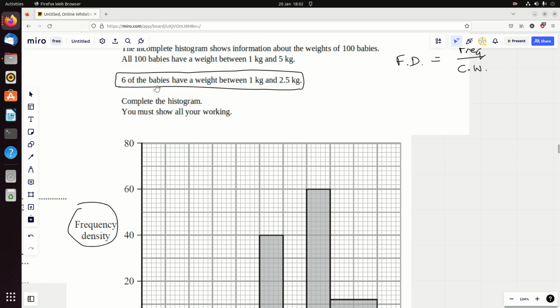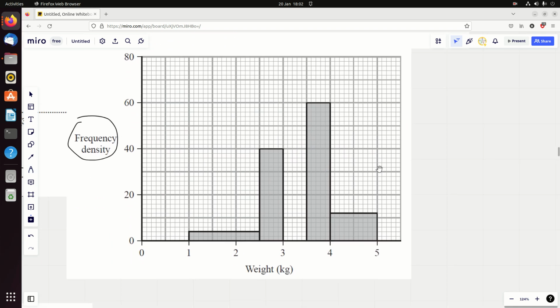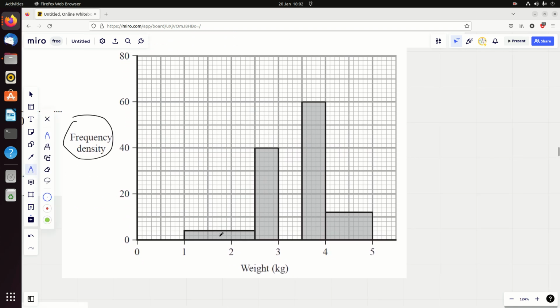Well done, everyone. So 6 of the babies have a weight between 1 and 2.5. So this area represents 6. But also that gap is 1.5. And this is 4 high, isn't it? So that makes a lot of sense. 1.5 times 4 equals 6. That's 1.5 times 4, which equals 6.